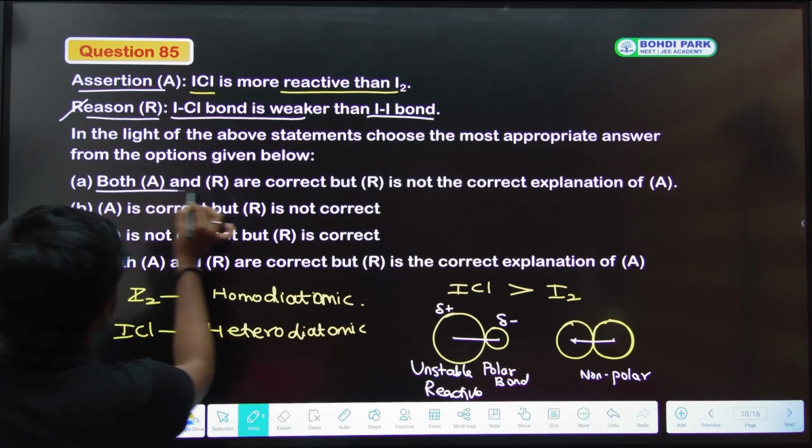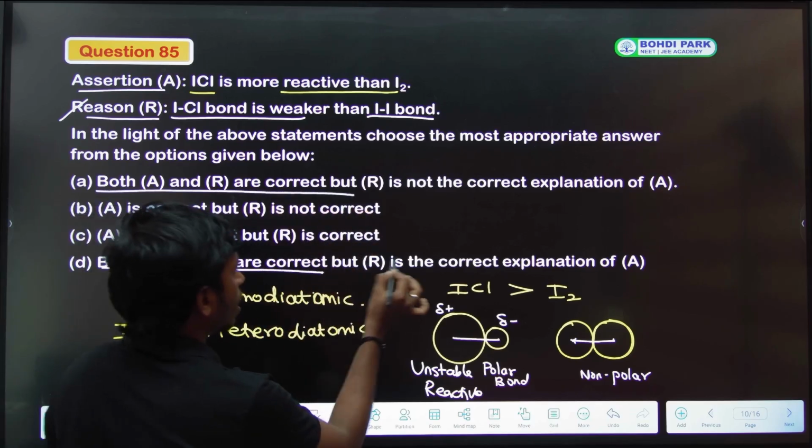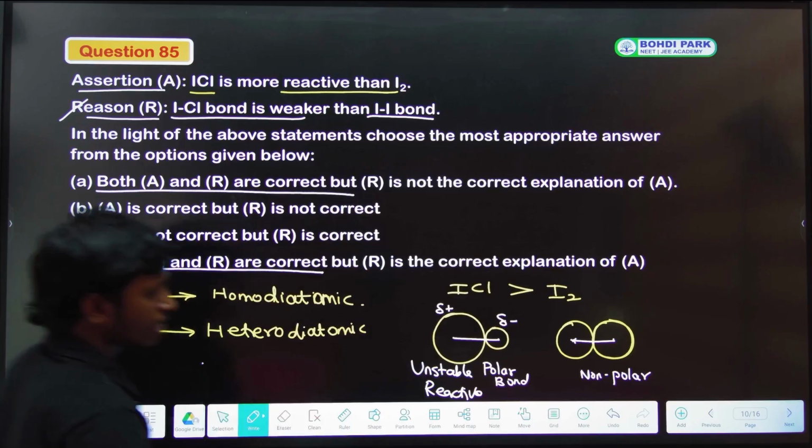So both statements are correct. Both A and R are correct, and R is the correct explanation of A. D is the correct answer.